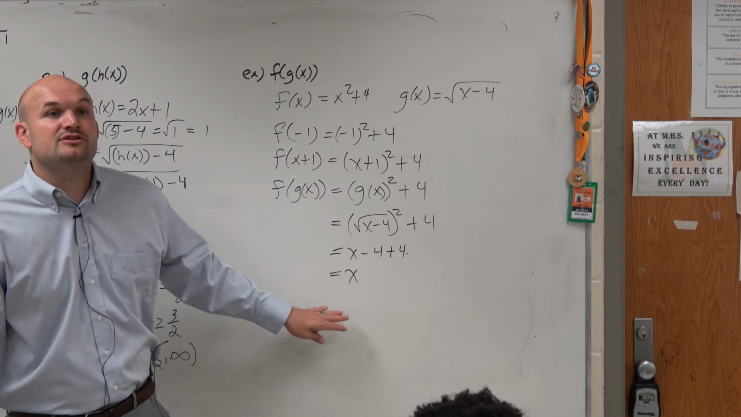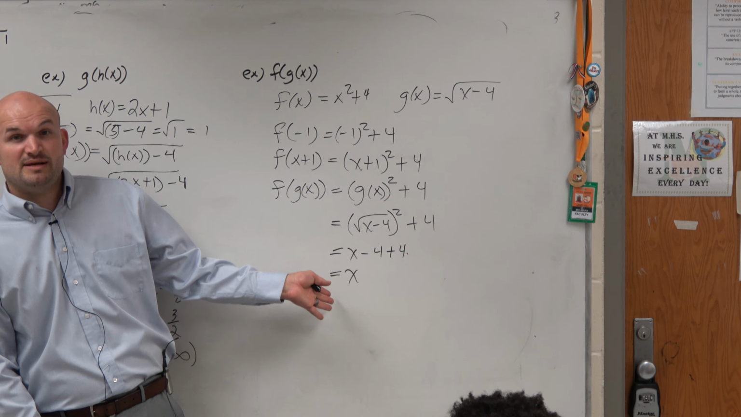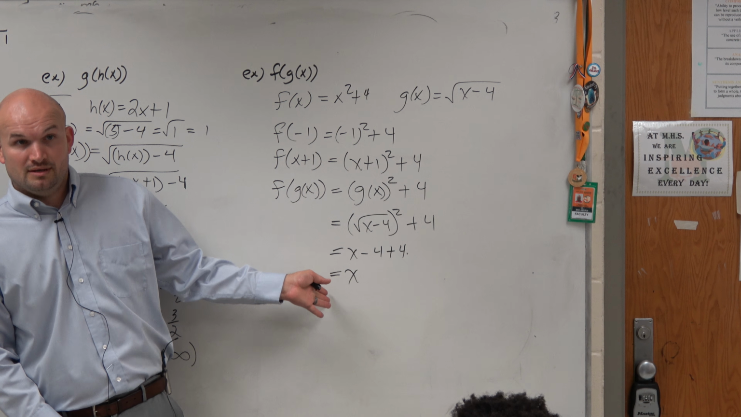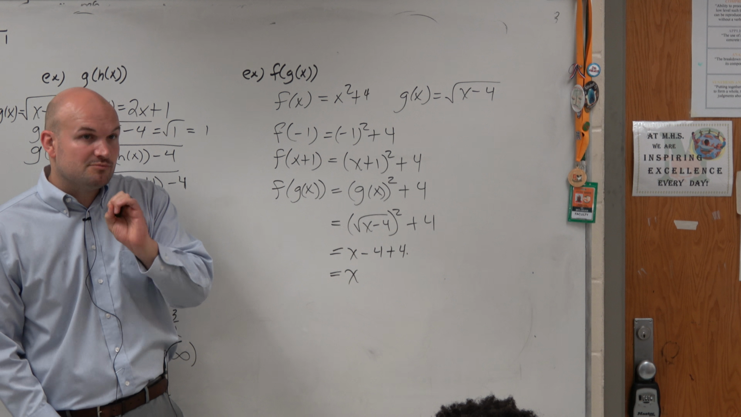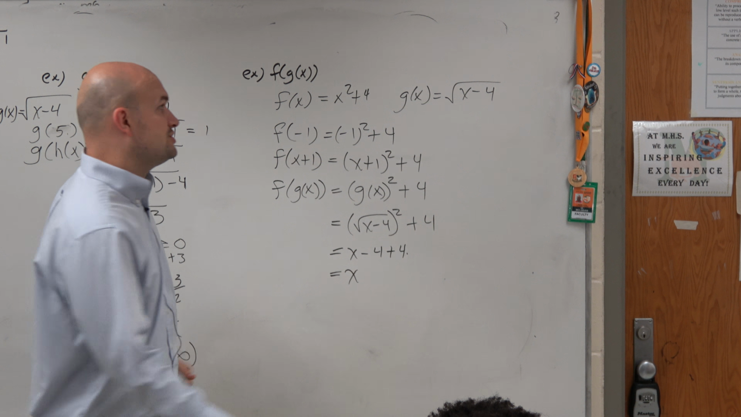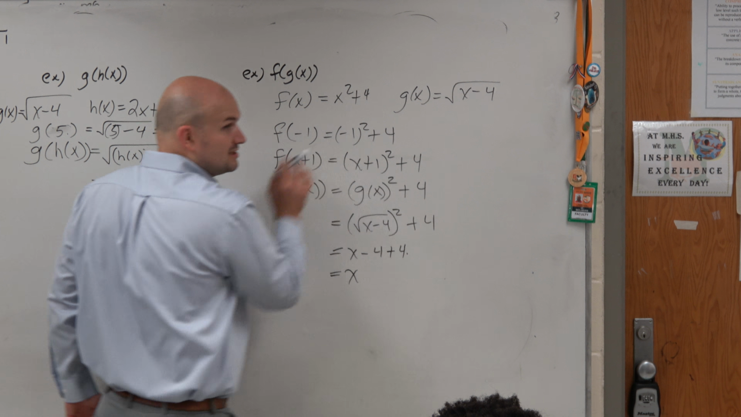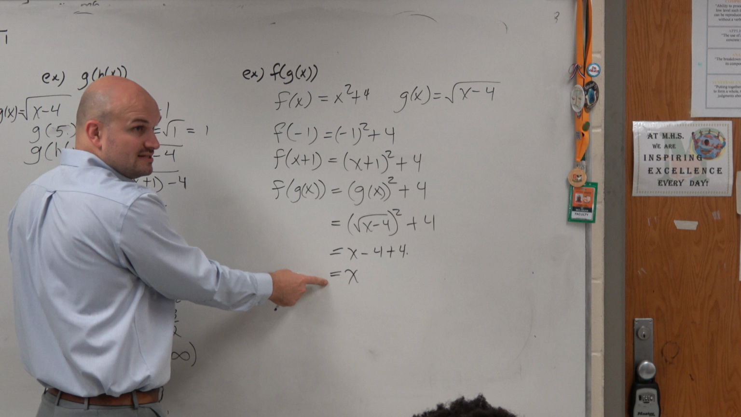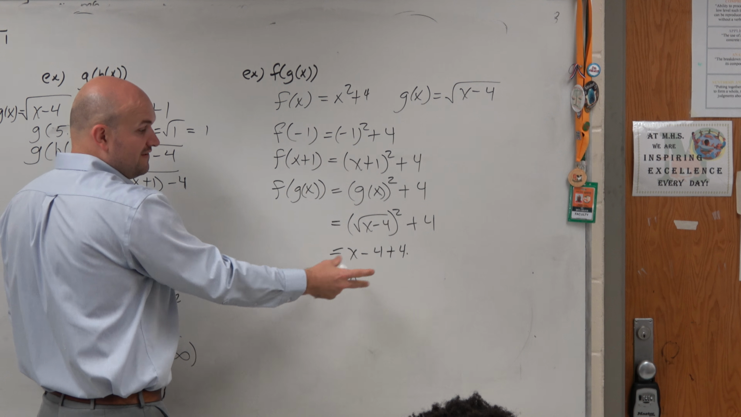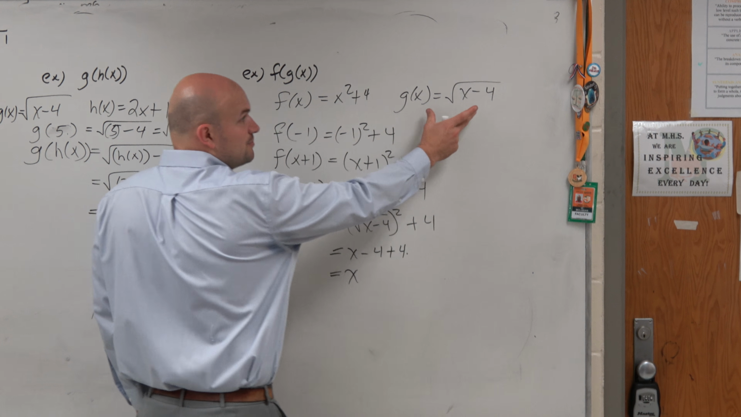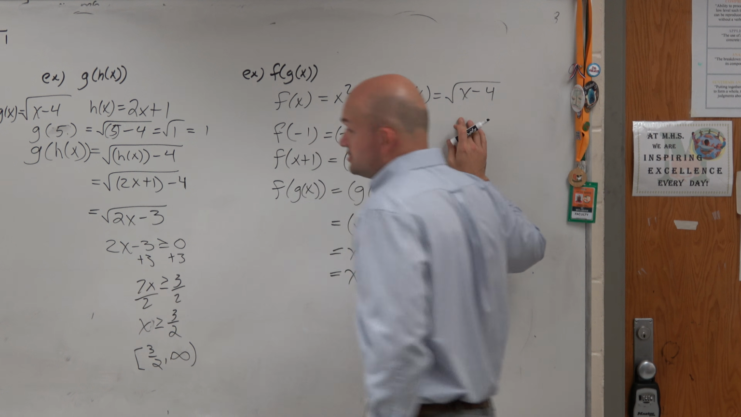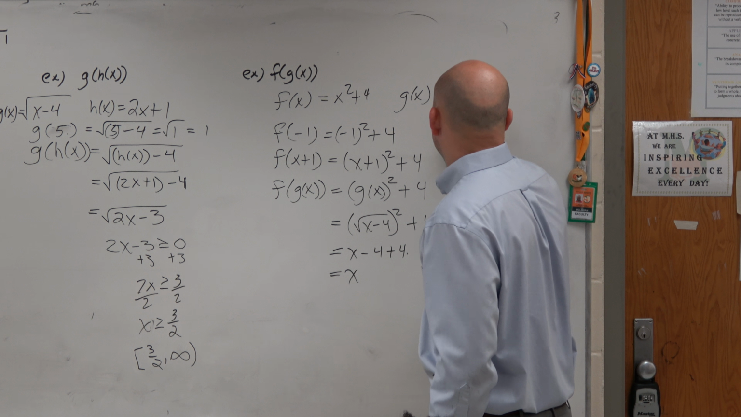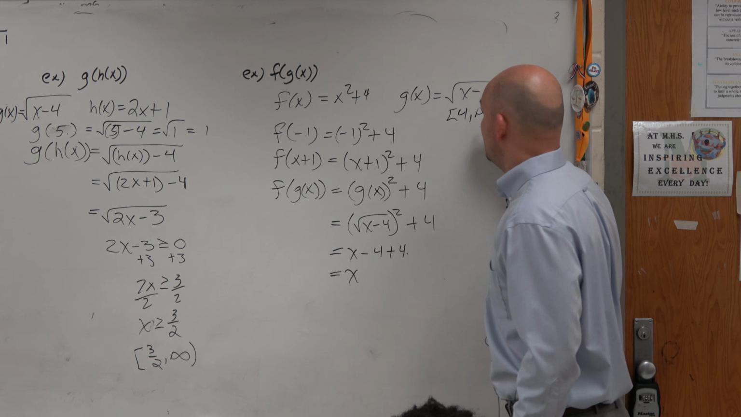If I asked you to find the domain here, it makes sense that this would be all real numbers, right? Yes? However, just because we simplified this, you have to bring back your original restraint of what you plugged in. So this doesn't have any restrictions on the domain. You have to find the domain of the composition, as well as make sure you know the domain of your input function. This function's domain is restricted from 4 to infinity.